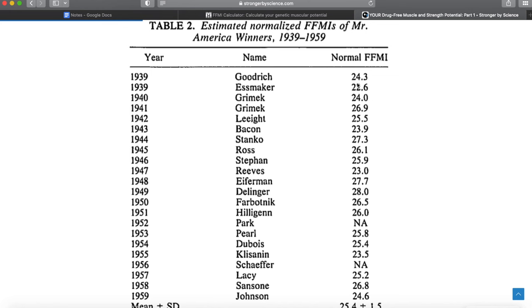So I think it's promising to see that these FFMIs are pretty big. There's definitely no hard limit at 25 here. The average is about 25.4 right here. It's interesting, and keep in mind, this is years ago. This is 39 to 59. If we're going to act like 25 is still certainly the limit, I think that's a little bit naive.